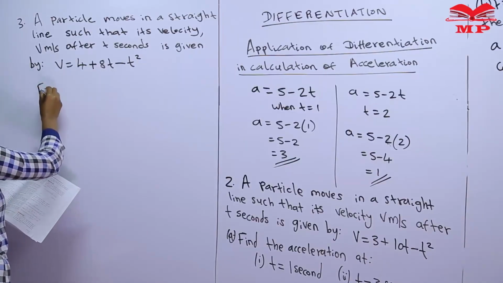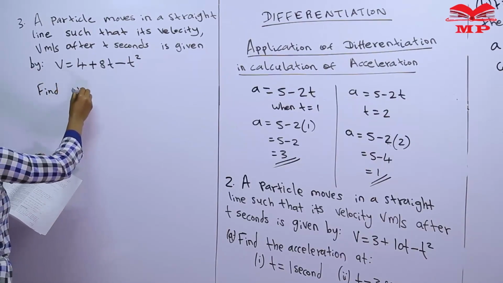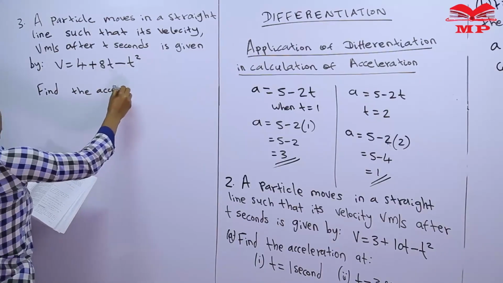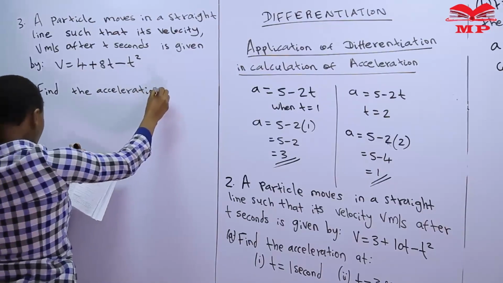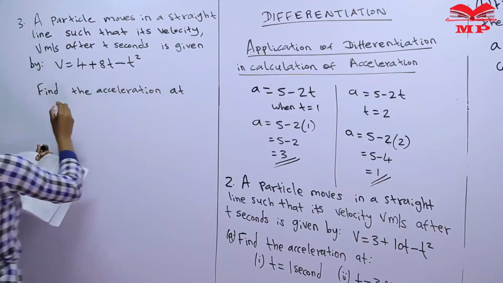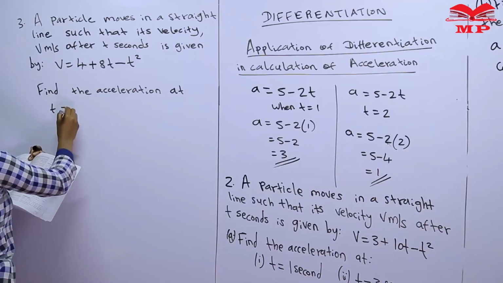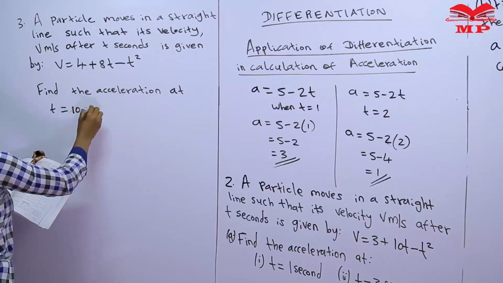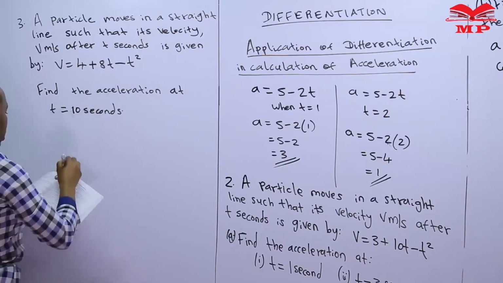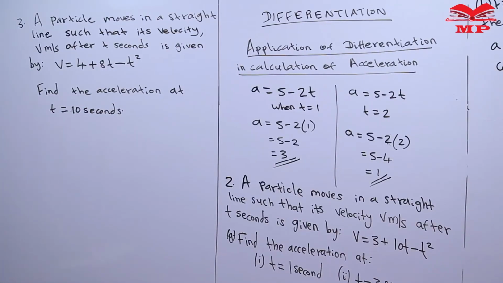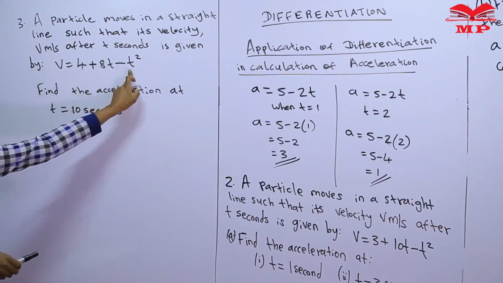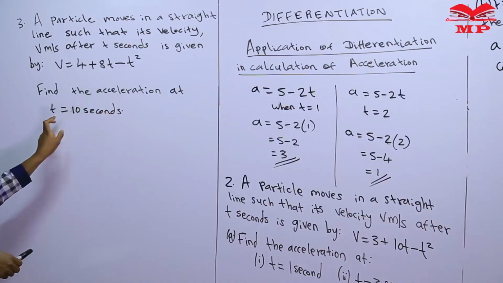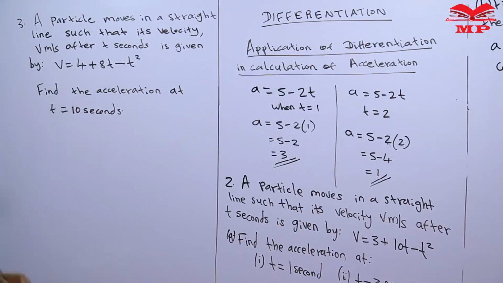So the question is asking, find the acceleration at t equal to 10 seconds. So I want us to find the acceleration in this question. A particle moves in a straight line such that its velocity v after t seconds is given by this equation. Find the acceleration at t equal to 10 seconds.